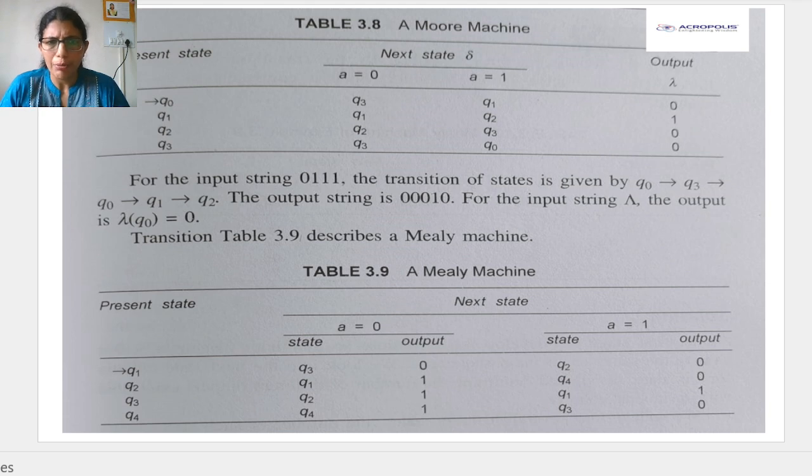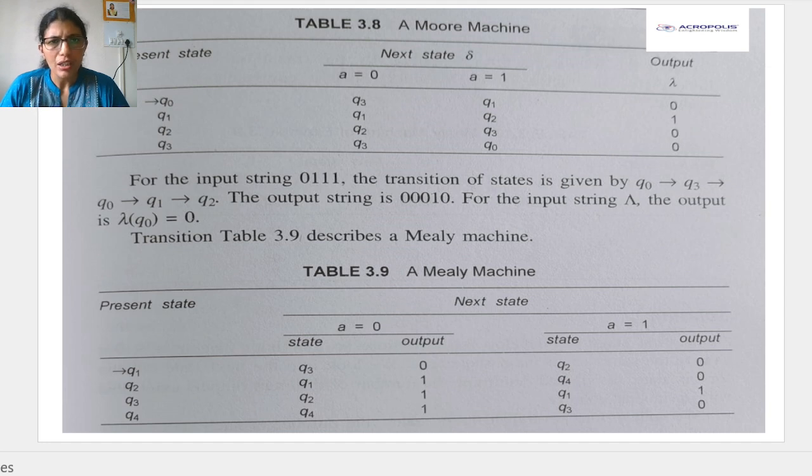For example, it will be more clear to you. Let me explain the example. The input is 0, 1, 1 and 1. The initial state is q0. Notice the point that the initial state is q0, and on q0 we have the output 0, so one 0 will be counted. After that, on q0 we apply the input 0, then it will move to the state q3 and the output will be again 0, so two 0s we have reached.